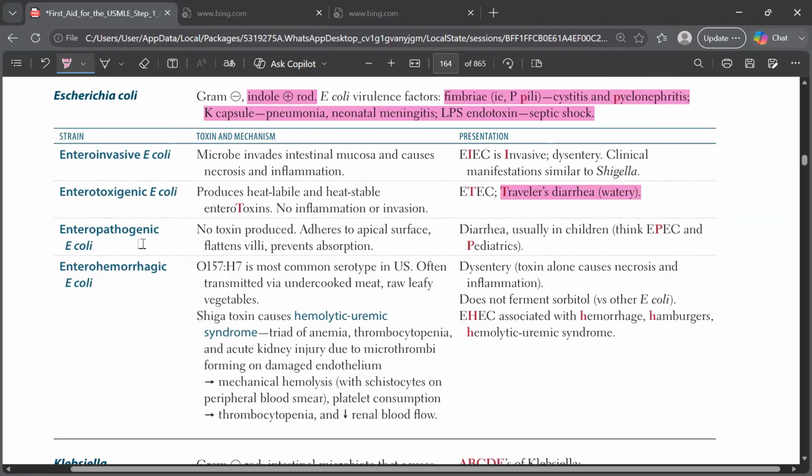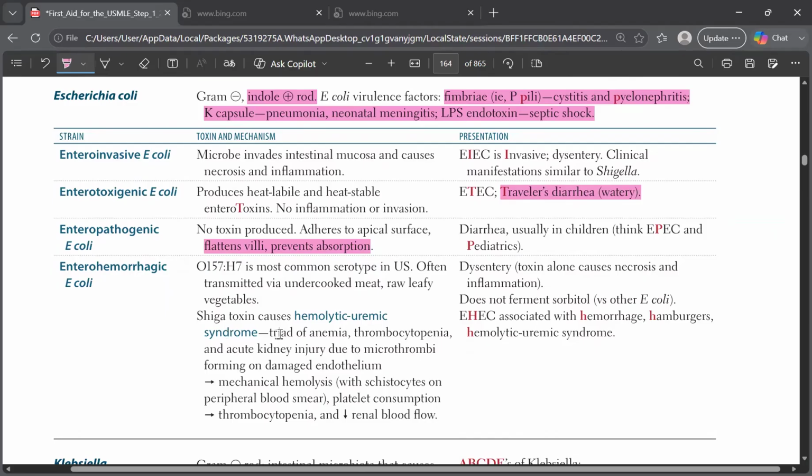Then we have enteropathogenic E. coli that produce no toxins. They adhere to the apical surface, flatten the villi, and prevent absorption. They just are pathogenic. They cause diarrhea usually in children, think EPEC and pediatrics. Then we have enterohemorrhagic E. coli. O157:H7 is the most common serotype in the US, often transmitted by undercooked meat and raw leafy vegetables.